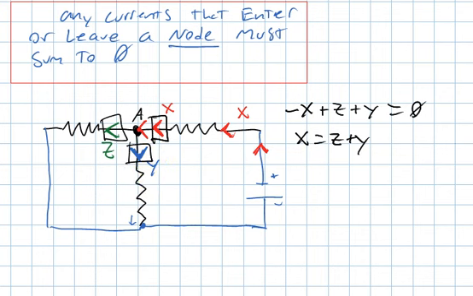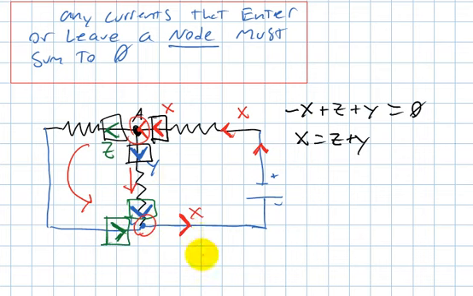Now, same thing at the other node: when these two currents come together, you have a small current, you have another small current. They come together and they add up and they equal X again. Because Z is the same all the way through here, Y is the same all the way through there, Z plus Y is going to give you an X. And that's going to make this node equation redundant because they're both the exact same thing. The equation for the bottom node is still X equals Z plus Y.